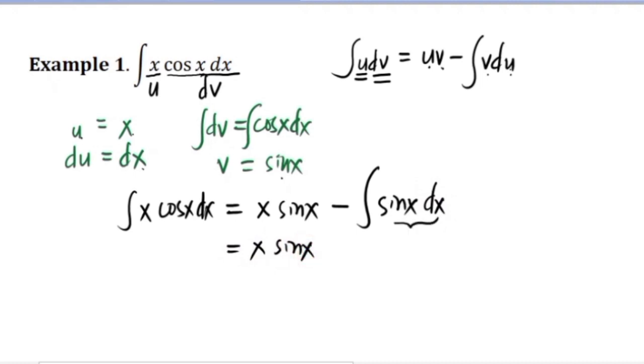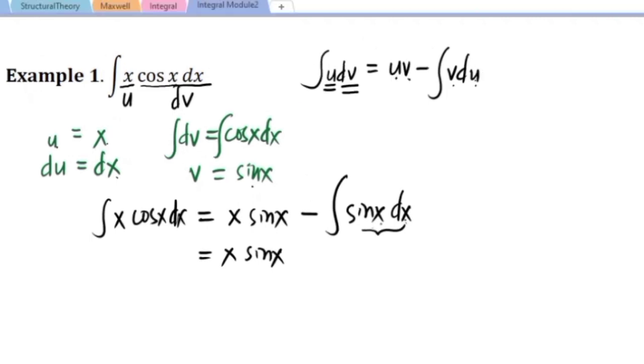If we are going to recall this from the integral of trigonometric functions, we have the integral of sine v dv is equal to negative cosine v plus c. So, the integral of sine x dx is equal to negative cosine x. So, negative times negative, that would be positive. Positive cosine x plus c. And this is our answer.